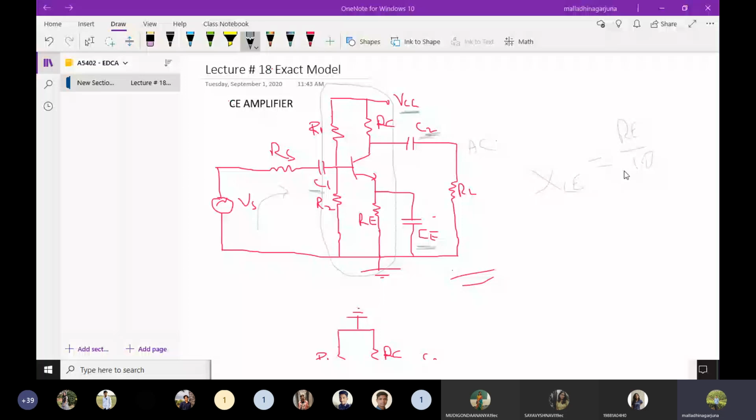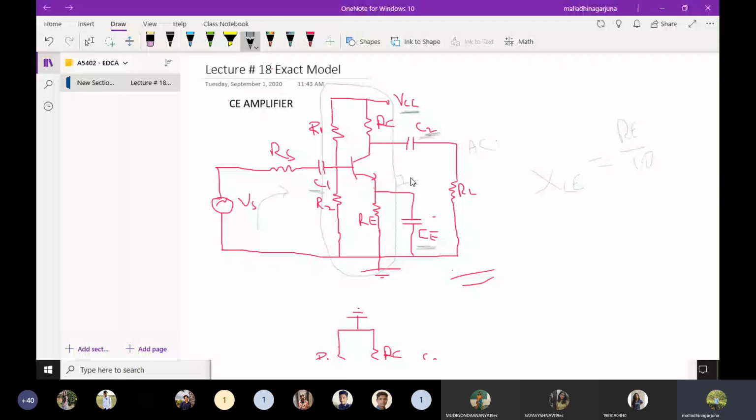We choose the bypass capacitor in such a way that it is a 10th portion of your RE resistance. So if the RE resistance is equal to 1 kilo ohm and XCE offers 100 ohms, and the current wants to pass, what is the current here? This is the IE current. The IE current has two paths. So what is the 1 kilo ohm resistance path?